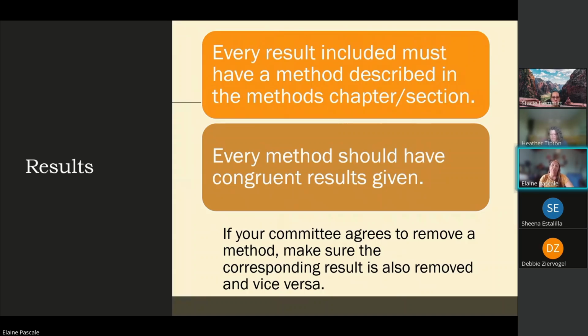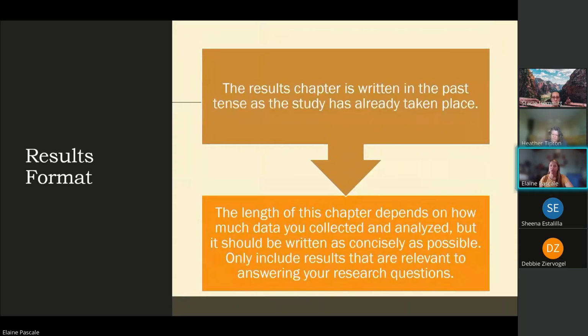And then also, if your committee goes back into your methods and decides, you know what, let's not include that little survey anymore, make sure you remove that from the results as well. These two chapters really need to line up. And discussion will as well. We'll talk about discussion next week. Results is written in the past tense because everything's already taken place. You run your program, you've done your study, you've built your website, whatever it is.